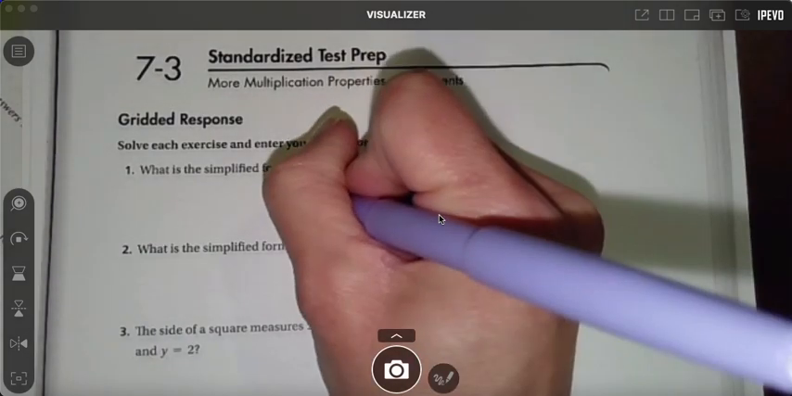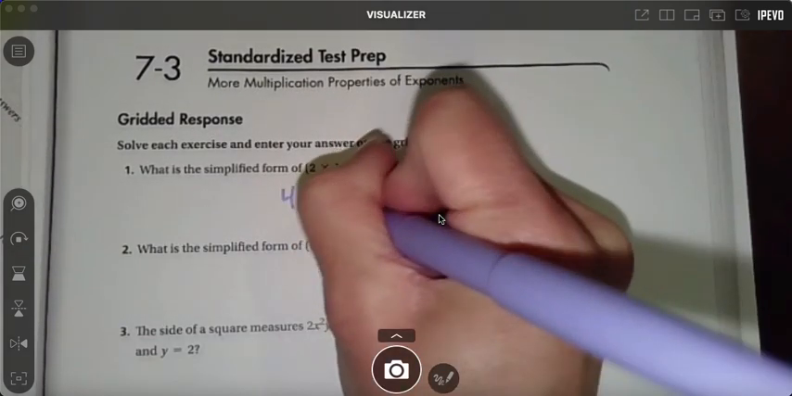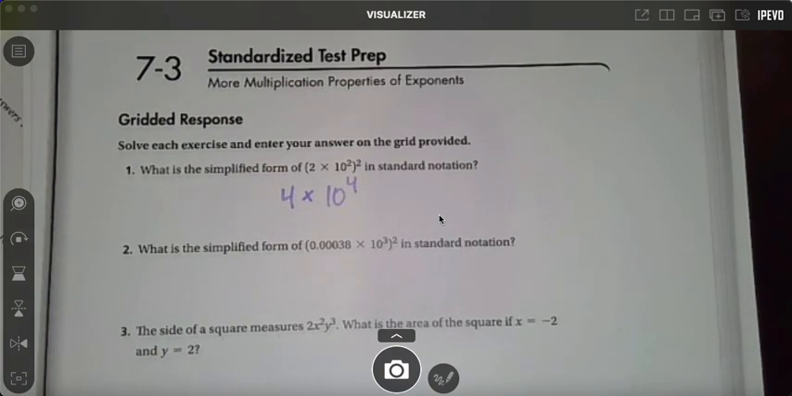Then I'm going to put my multiplication sign, and then 10 squared squared. What does that mean? 10 to the 4th. That's scientific notation. I know it says standard notation. That probably just means they want you to multiply it out, but we'll just leave it like that.